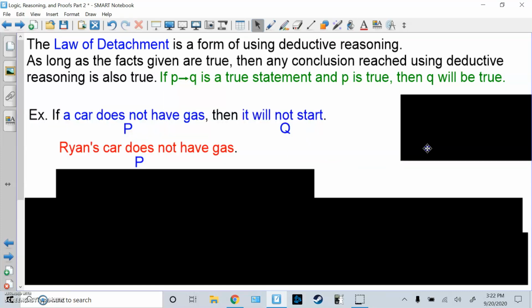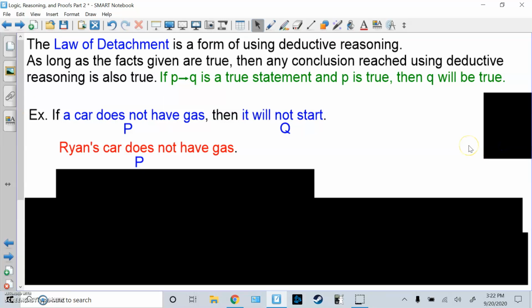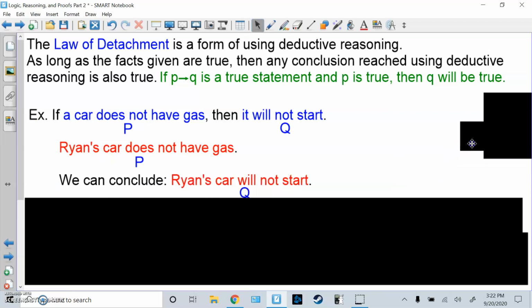So here's an example. It says, if a car does not have gas, then it will not start. Well, that's a true statement. Then I would say, hey, Ryan's car does not have gas. So what can you logically conclude? Usually we'll say, well, Ryan's car will not start. So given a true fact P to Q, and then we've got another P, we can give the Q.